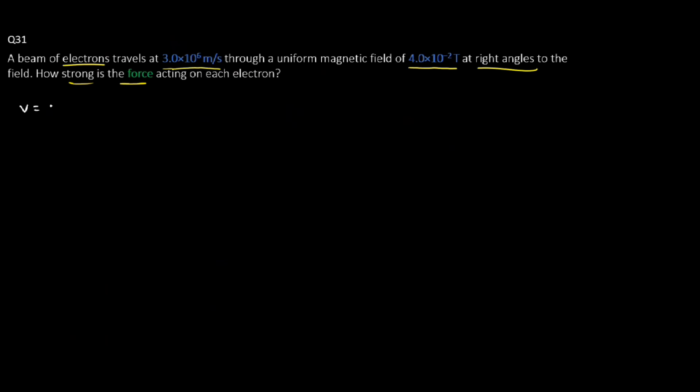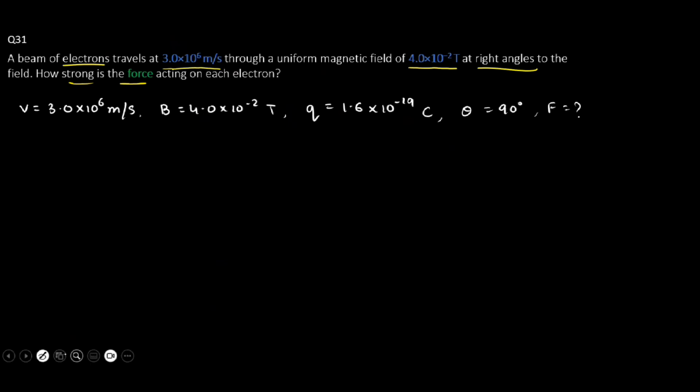I have the speed v. Then I have the magnetic field B, 4.0 times 10 to the power negative 2 Tesla. The question mentions the charge as electron, so we know the magnitude of charge on electron is 1.6 times 10 to the power negative 19 coulomb, and the angle theta, since it is a right angle, will be 90. I want to find what is the force.